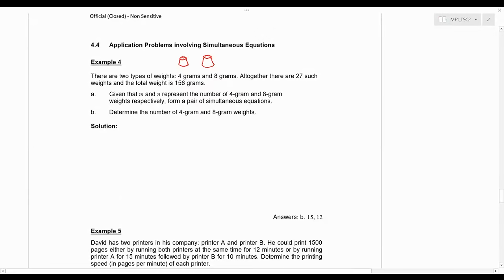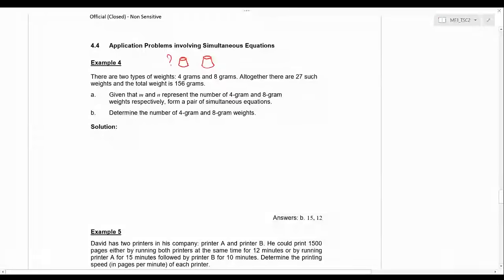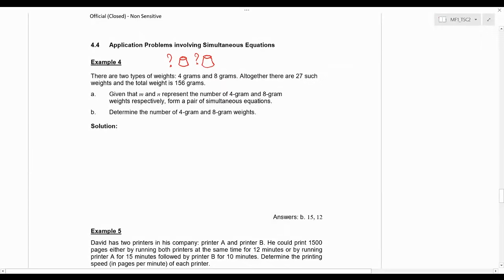So you have two weights here. One is a 4-gram weight, the other is an 8-gram weight. Altogether, there are 27 such weights. Okay, so we don't know, but we know that it's a mixture, right? There are 27 of them, and the total weight add together. So we don't know how many 4-gram, we don't know how many 8-gram, but I know that there's a mixture of them, and they add up to be a weight of 156 grams. Right? This much we know.